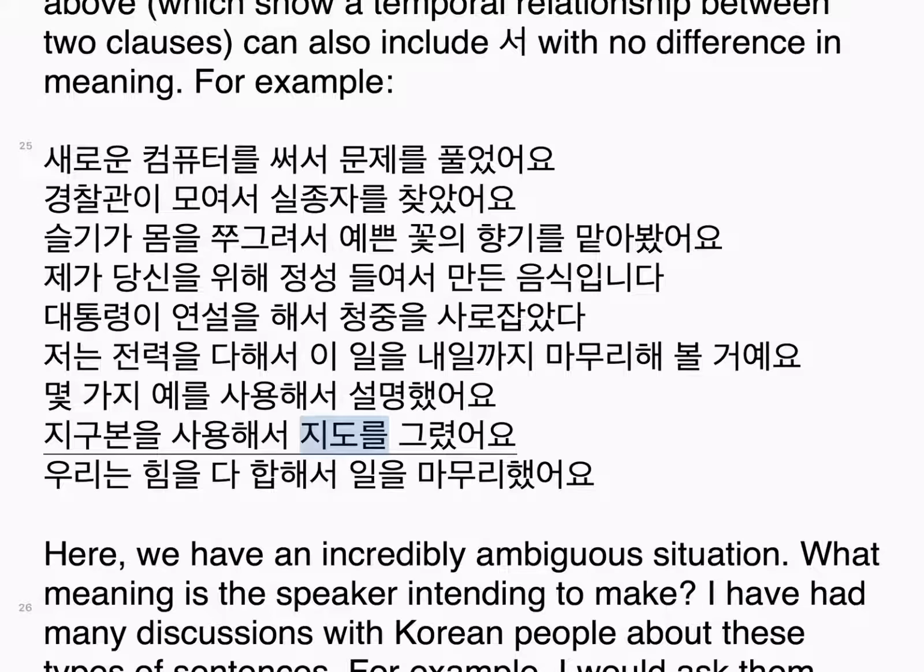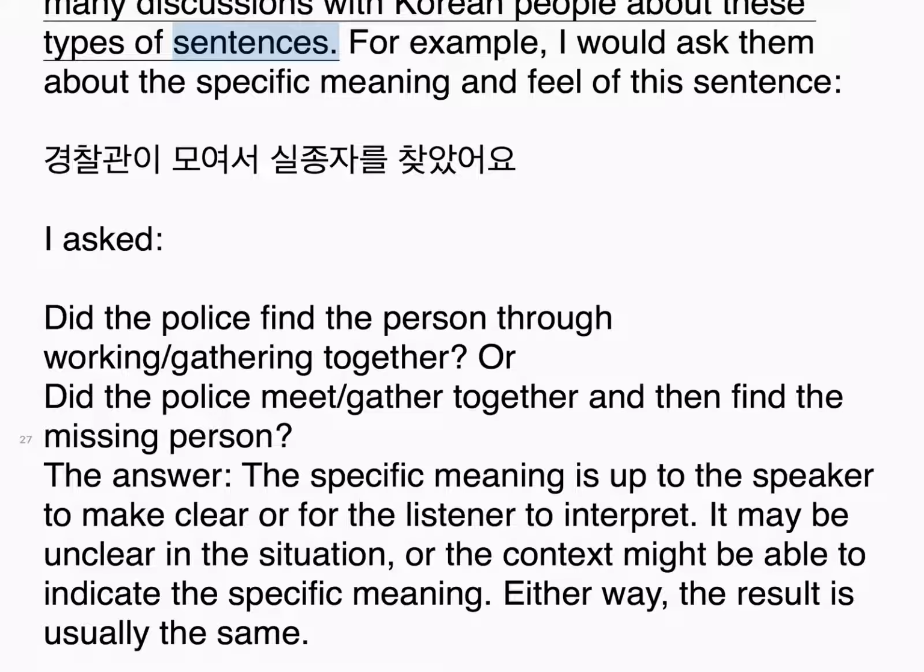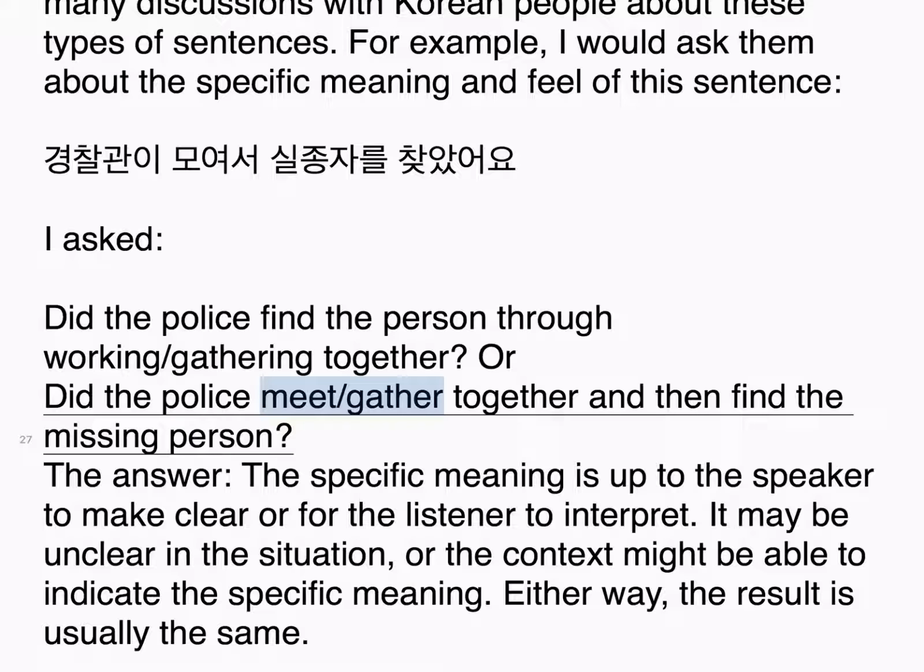Here, we have an incredibly ambiguous situation. What meaning is the speaker intending to make? I have had many discussions with Korean people about these types of sentences. For example, I would ask them about the specific meaning and feel of this sentence: 경찰관이 모여서 실종자를 찾았어요. I asked, did the police find the person through gathering together? Or did the police gather together and then find the missing person?